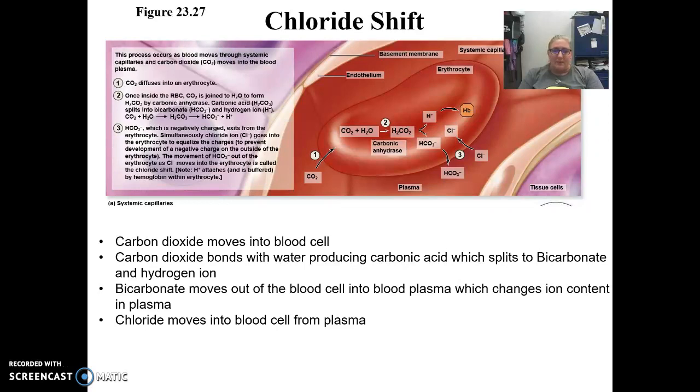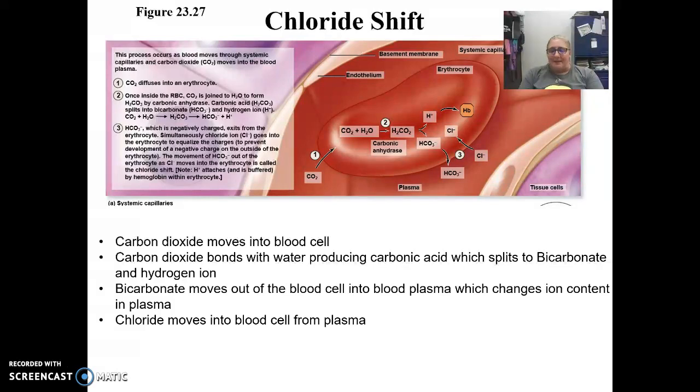It binds with water, producing carbonic acid. Carbonic acid then immediately dissociates into hydrogen ions and bicarbonate ions. The hydrogen ion is what binds to the globin portion, allowing the oxygen to unbind and move into our body tissues. And then the bicarbonate ion leaves the blood cell and goes into the blood plasma.